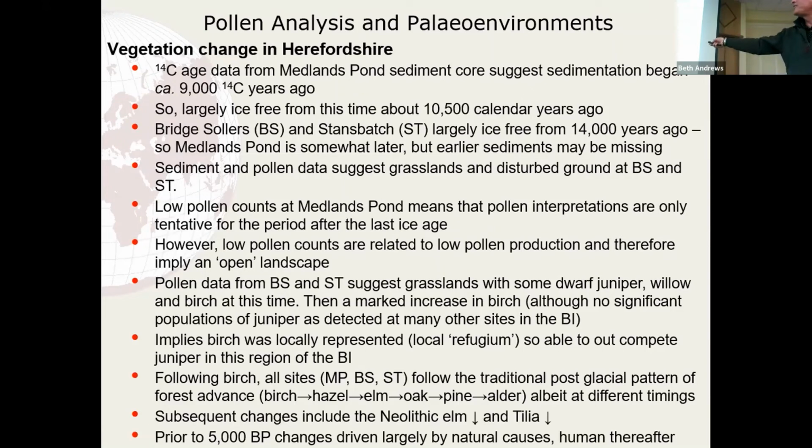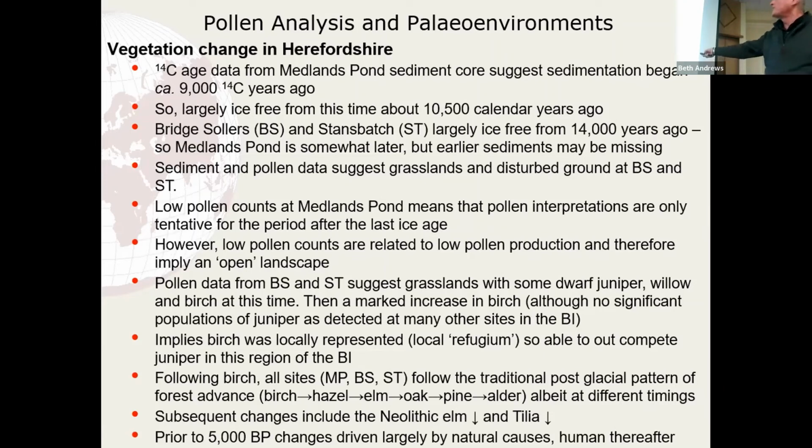So Netherlands Pond is somewhat later. Earlier sediment may be missing because of this hiatus. Sediment and pollen data suggest grasslands and disturbed ground at British Scholars and Standpatch. And low pollen counts at Netherlands Pond mean that pollen interpretations are only tentative for that period just after the last ice age, due to those low pollen counts. However, the low pollen counts can indeed be interpreted as low pollen production and therefore an open environment.